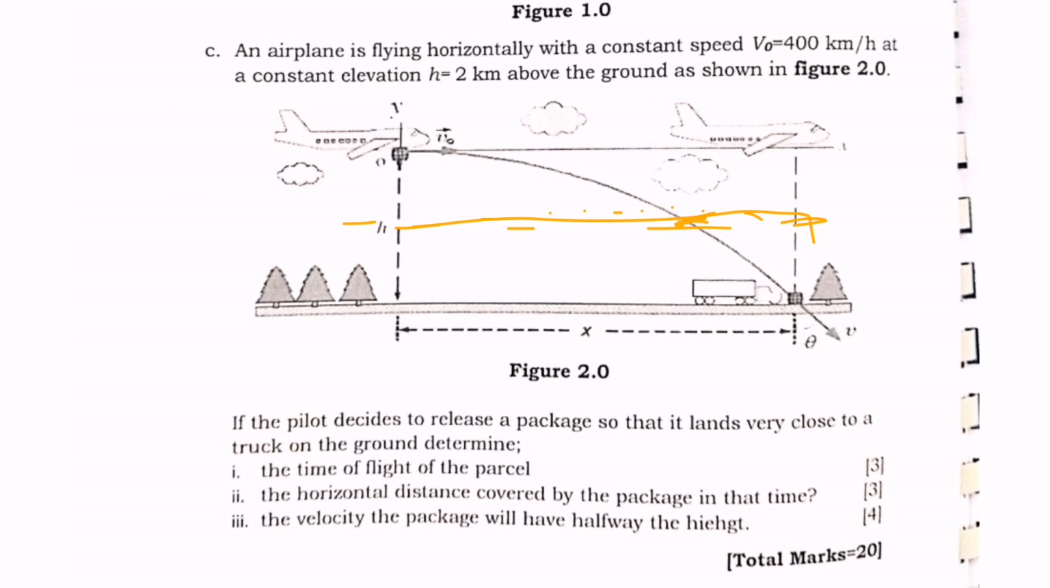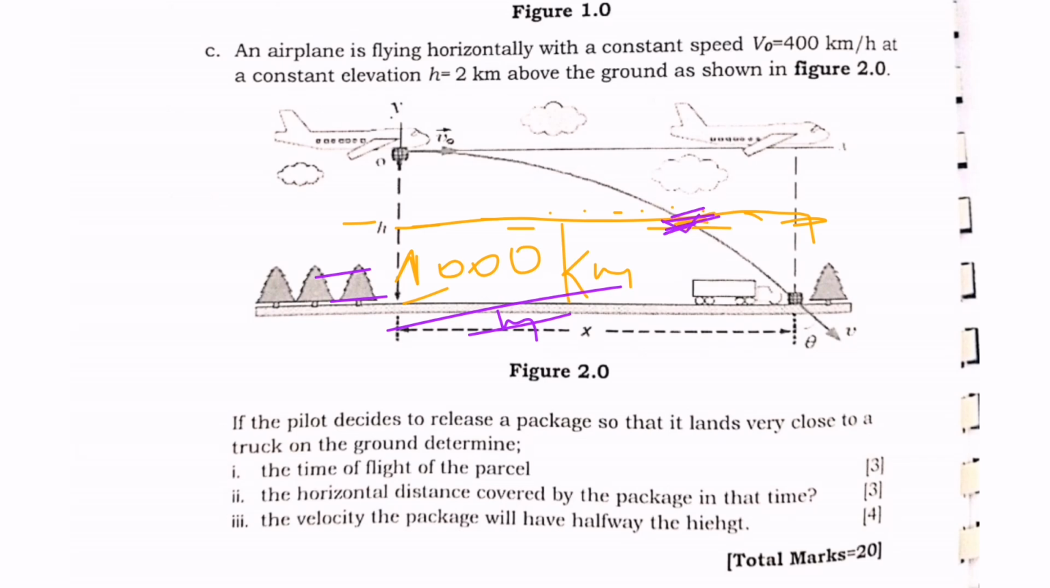So here what is the height? We just divide by 2. So the height is 1000 here. 1000 what? Kilometer. That will be our height here. If this is our height, then we don't know the final velocity here.